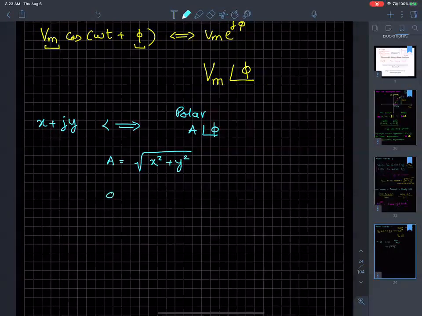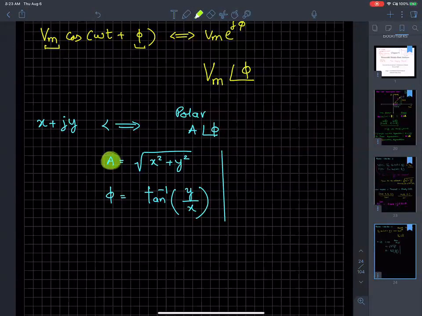Okay, and phi, and I didn't mention this in the last class, the phi phase angle is given by the imaginary part over the real part. Okay, the tan inverse, the arc tan of imaginary part over the real part. That is how you would calculate the magnitude of the polar form from the x and y coordinates. So, going from rectangular to polar form conversion.